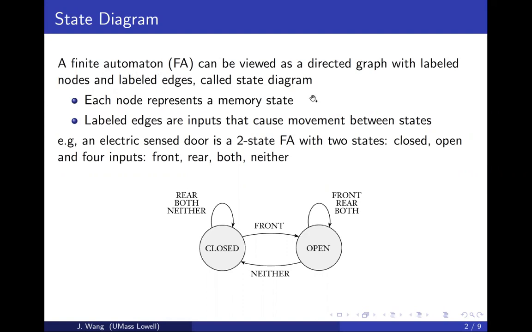A state diagram is a directed graph, and the nodes and edges are both labeled. You have labeled nodes and also labeled edges. We use a node to represent a memory state. As you can see here, the memory is limited. We can only store some information on the node.